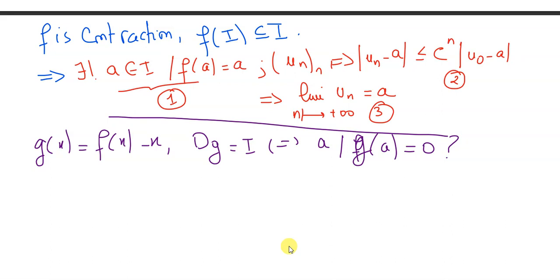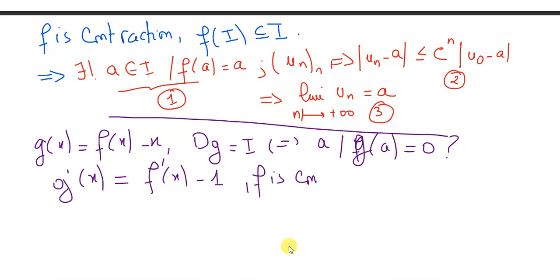So let's start our proof with the derivative of the function. I want to see the variation table of this function. So g prime of x is equal to f prime of x minus 1. And since the function f is a contraction, this means that the absolute value of f prime of x is less than c, and c belongs to (0, 1).